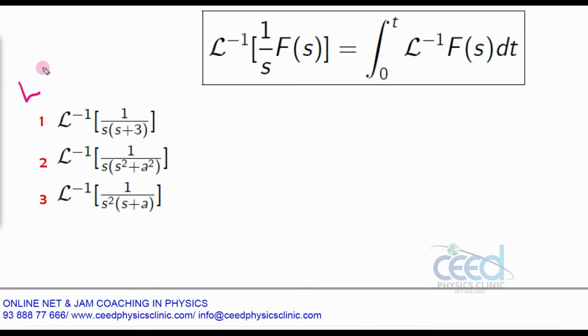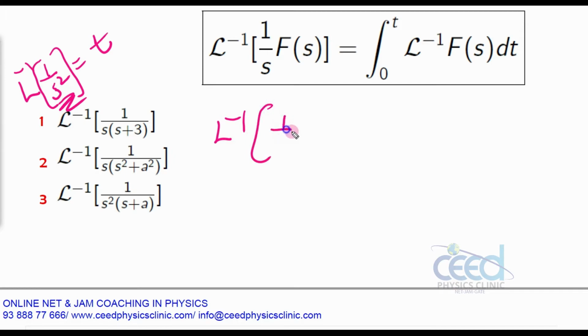Laplace inverse of 1 by s square, that you know, is t, right? So let us check whether we get the same result using this shifting theorem. For this I am writing the Laplace inverse of 1 by s square as 1 by s into 1 by s. Here f of s is 1 by s, and there is also a 1 by s as part of the formula.